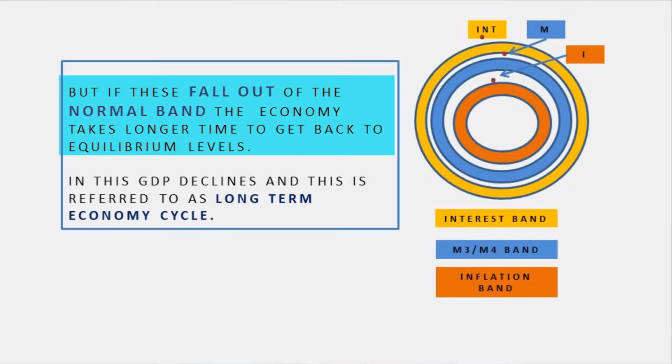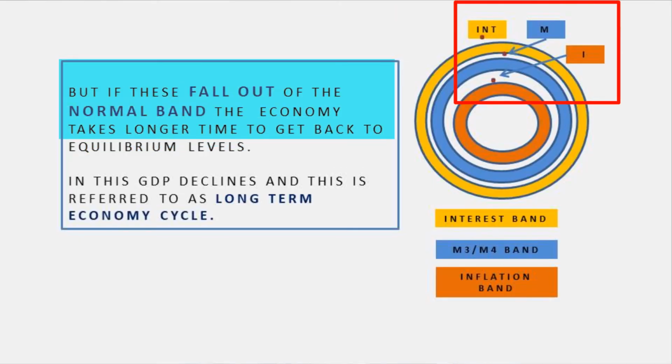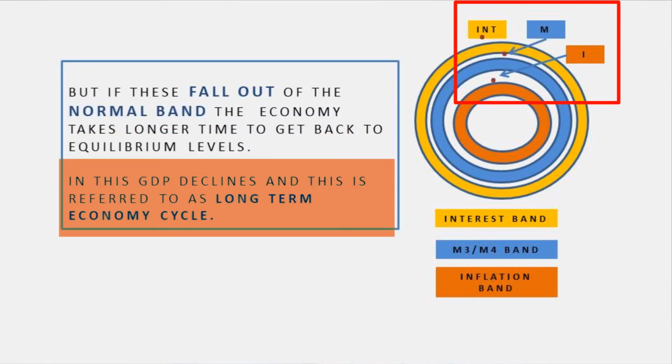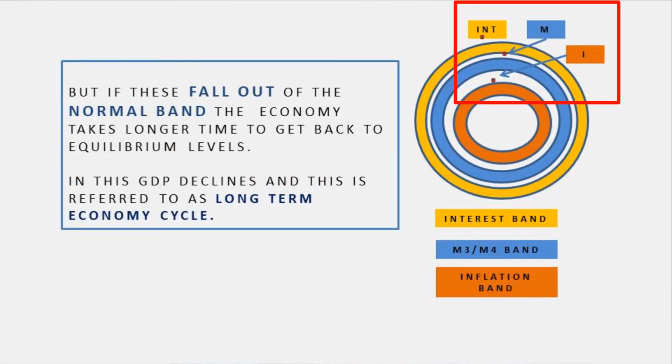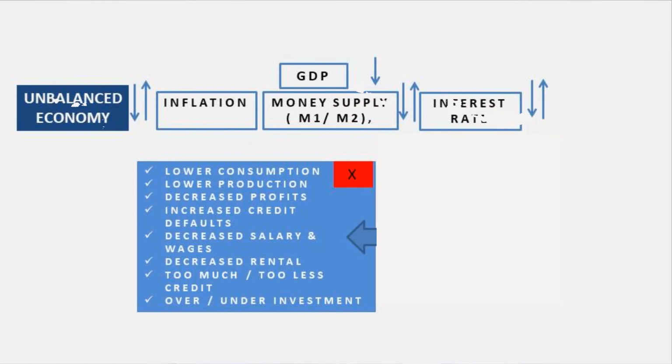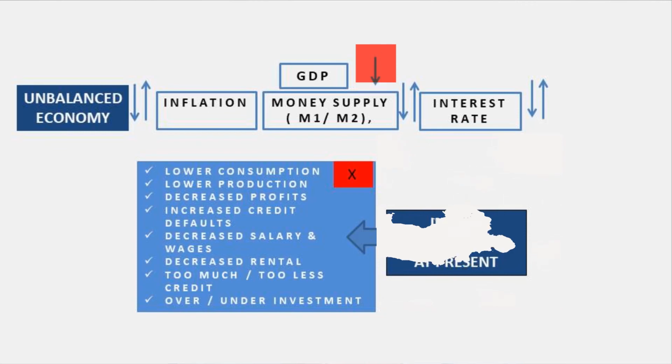In the extreme situation, if these parameters fall out of the normal band, it takes longer for the economy to return to the equilibrium levels. In this situation, GDP falls, and this is referred to as long-term economic cycle. This is characterized by falling consumption, production, investments, credit, income levels, and the falling GDP levels in totality. This is the current situation of the Indian economy, with GDP projected to contract substantially.